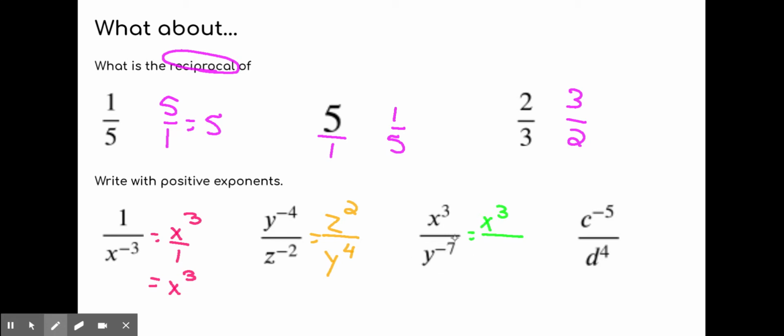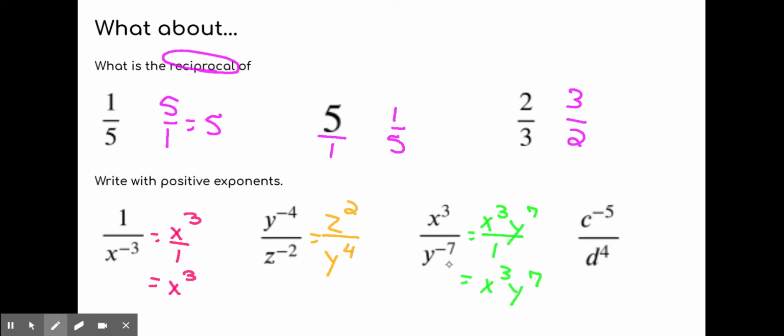I look in the bottom, this y to the negative 7 is not happy. It's negative. It needs to be fixed. So it's going to go to the numerator, and it's going to become y to the 7th. Well, what's left down here? If everything moved to the top, there's a 1 in the denominator. So this just becomes x cubed y to the 7th. So notice positive exponents stay where they are. Negative exponents need to go to the other side of the fraction bar and become positive.